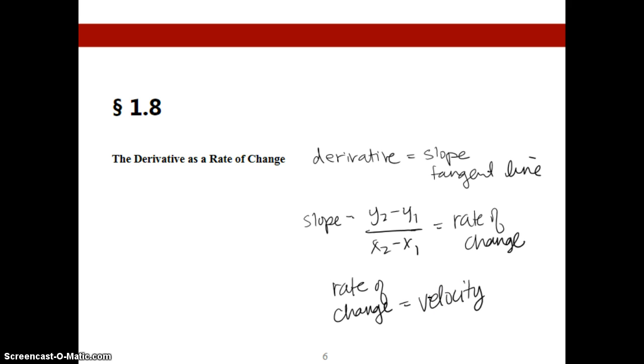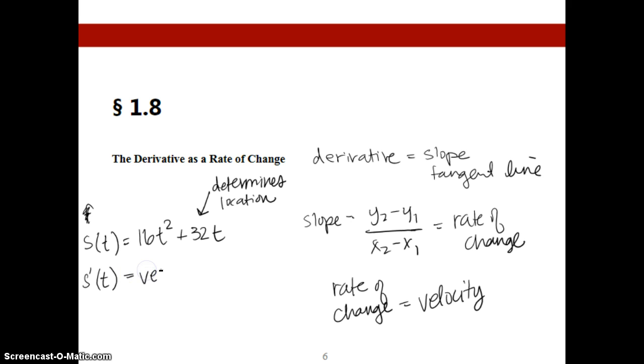And so what I want you to make the connection is that if we have an object that is moving through space, and a function s of t equals 16t squared plus 32t, this is the function that determines its location. If we take the derivative of that, s prime of t, the derivative gives us the velocity. So basically, that's what I want to impress upon you in this video, that the derivative of a function is that function's velocity.